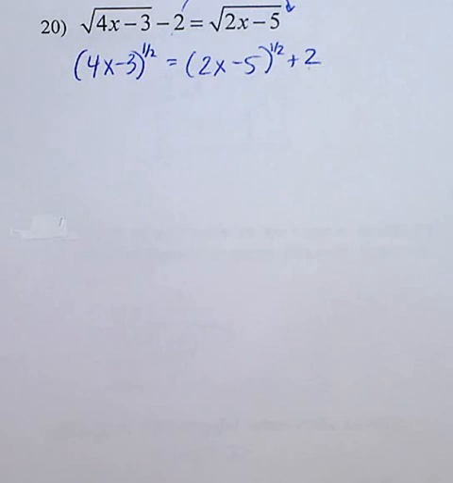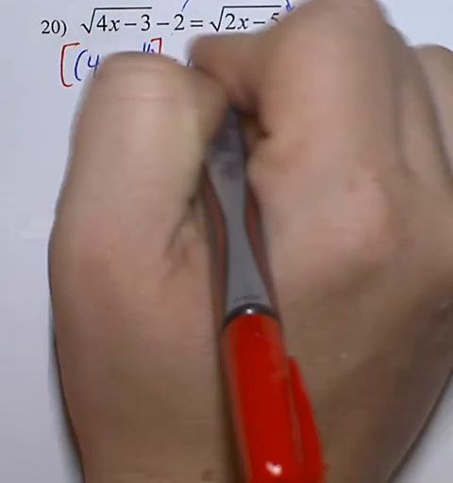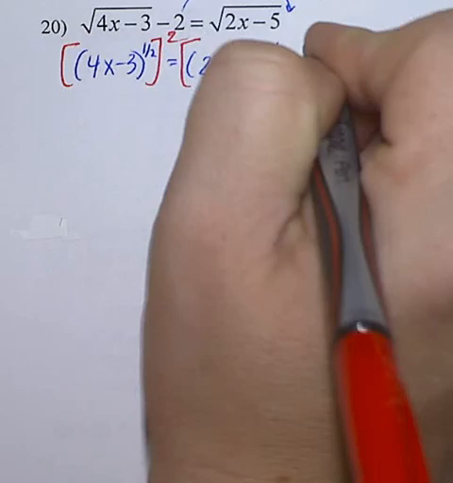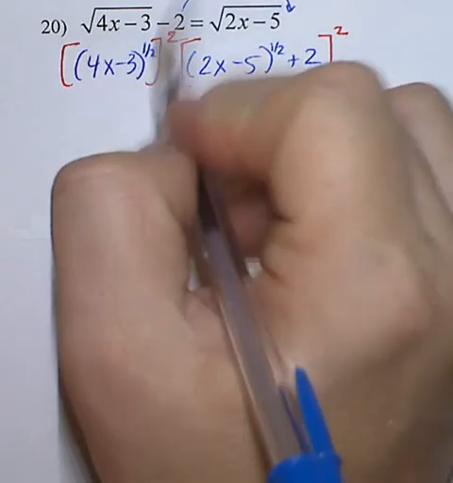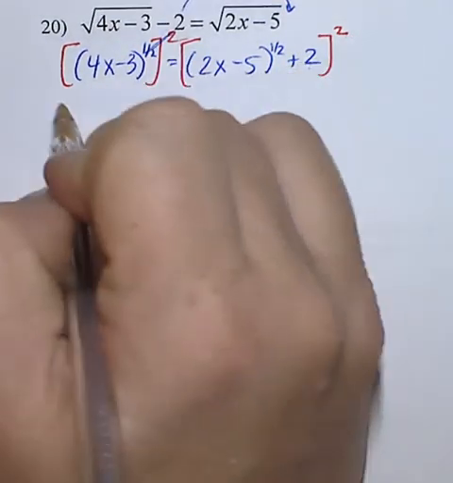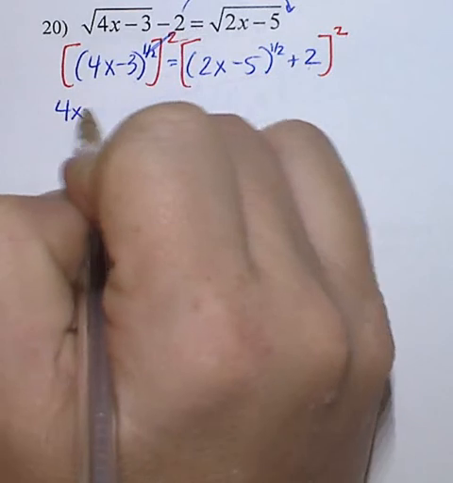Now my goal is to get rid of or eliminate the exponents. So I'm going to raise both sides to the second power. On the right-hand side, the 1/2 and the 2 cancel, becoming ones, and I bring down 4x minus 3.